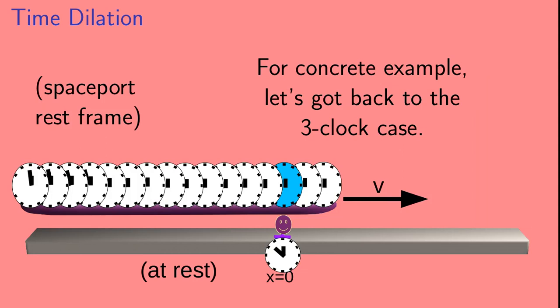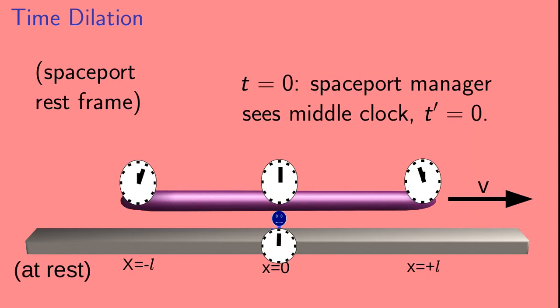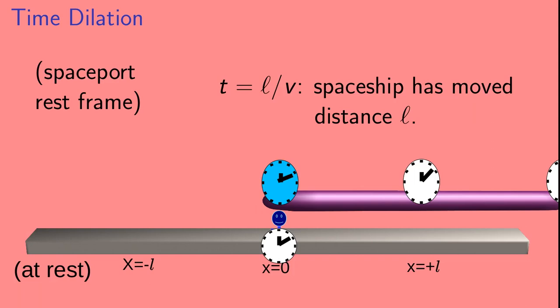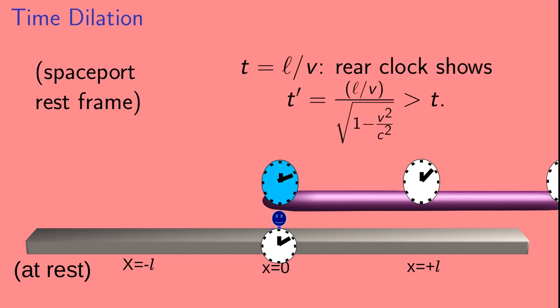For a concrete example, let's go back to the 3 clock case. At t equals 0, the spaceport manager sees the middle clock with t prime equal to 0. At t equals L over v, the spaceship has moved a distance L. The rear clock shows L over v divided by the square root of 1 minus v squared over c squared. This is greater than t, which is L over v.